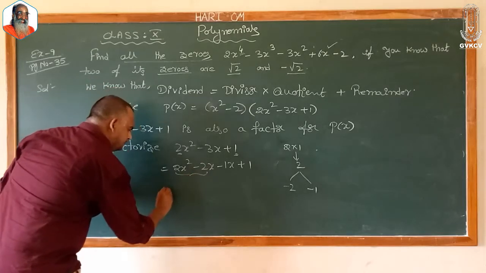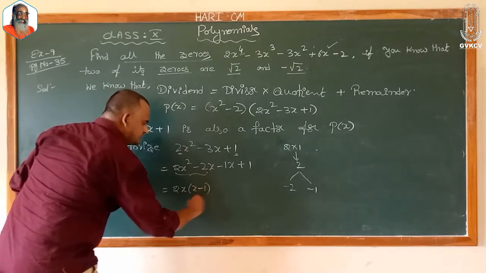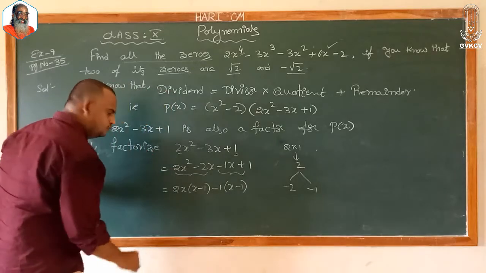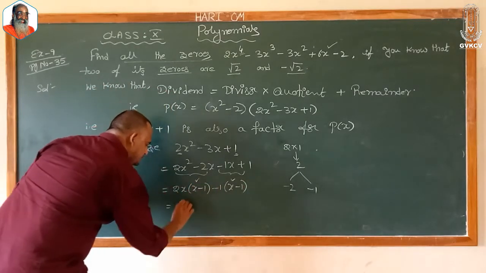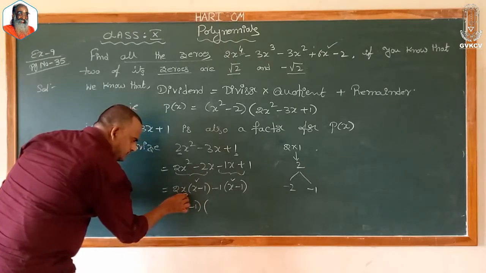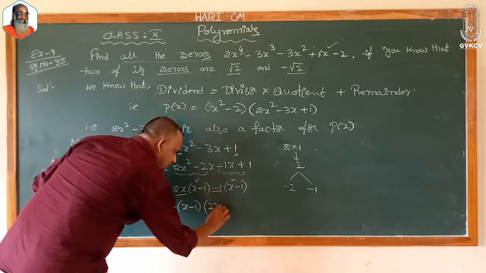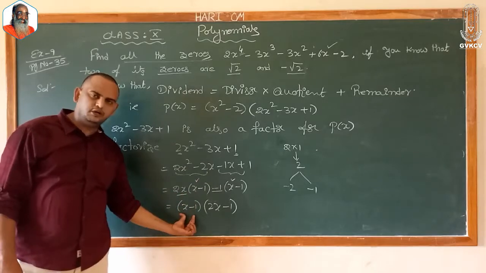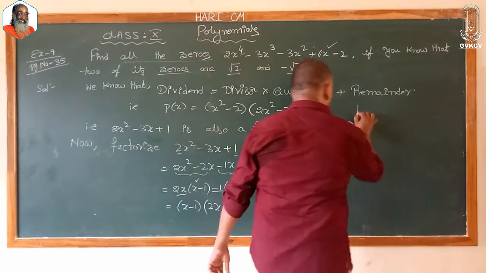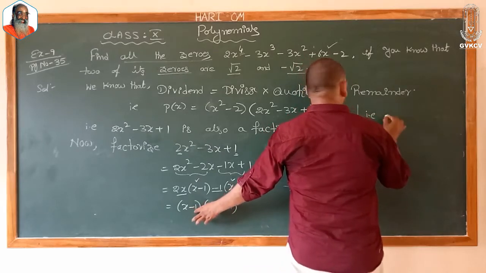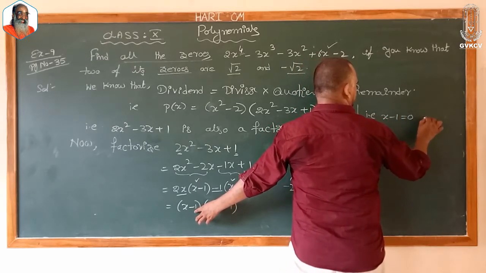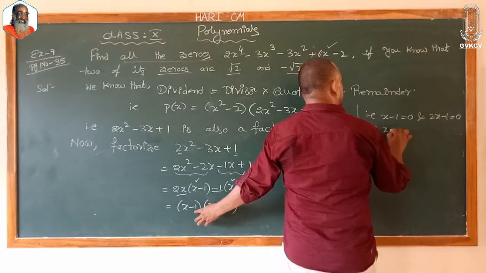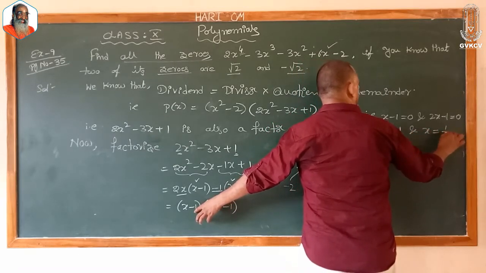Now from the first 2 terms, I can take 2x common. Let us have x minus 1. From the next 2 terms, I can take minus 1 common. Let us have x minus 1. Again here x minus 1 and x minus 1. Taking x minus 1 as common, here I have 2x and here I have minus 1. So 2x minus 1. So what are the factors? x minus 1 and 2x minus 1. Let us take them as 0. That is x minus 1 is equal to 0 and 2x minus 1 is also equal to 0. That implies x is equal to 1 and x is equal to 1 by 2.